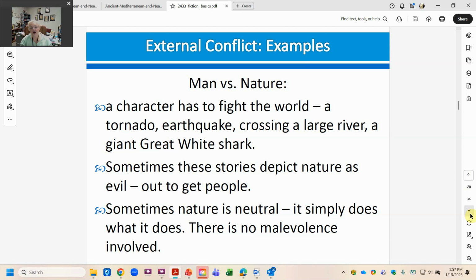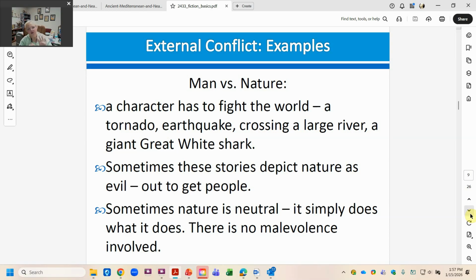You go out hunting and a bear attacks you. The bear didn't track you and didn't intend to kill you. It's just doing what it does, right? So that's one type of nature. The other, though, is where nature is malevolent, and this is where it is out to get us.